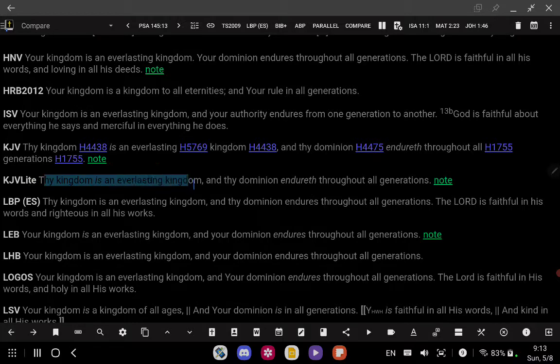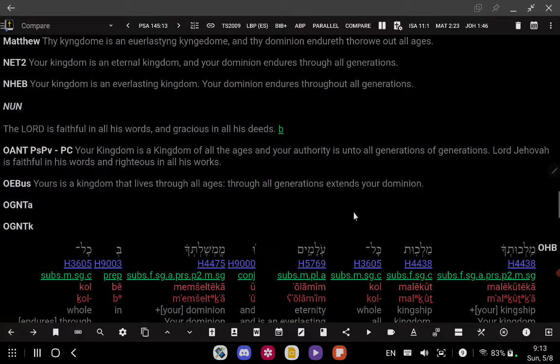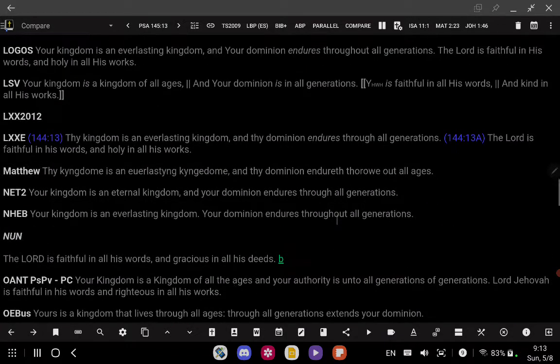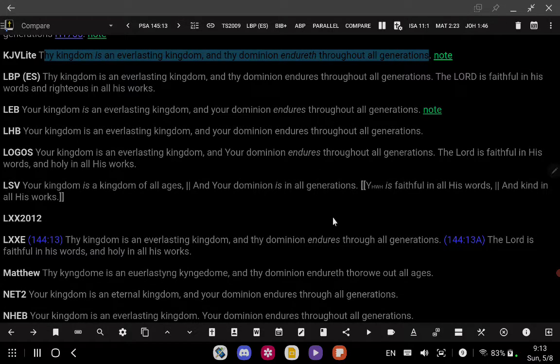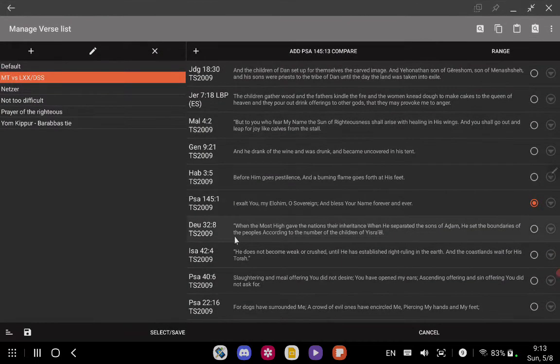Thy kingdom is an everlasting kingdom, and thy dominion endureth throughout all generations, because they are one of the versions that is leaning heavily on the Masoretic Text. And here you have the Septuagint. It says the same thing, but adds that the Lord is faithful in his words and holy in all his works. All right, quickly, Deuteronomy 32.